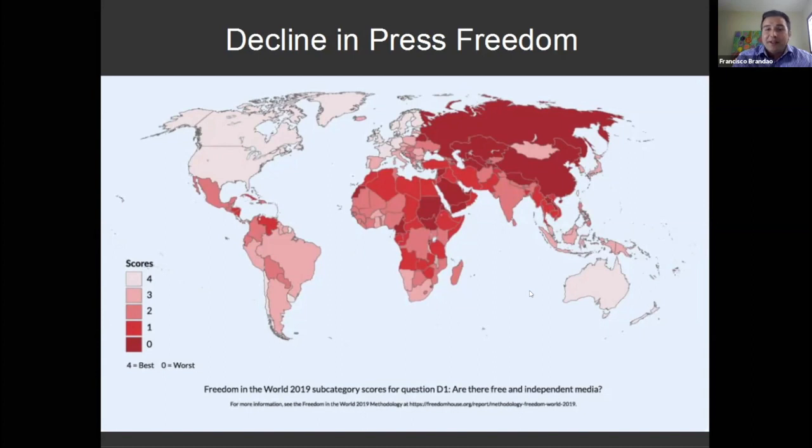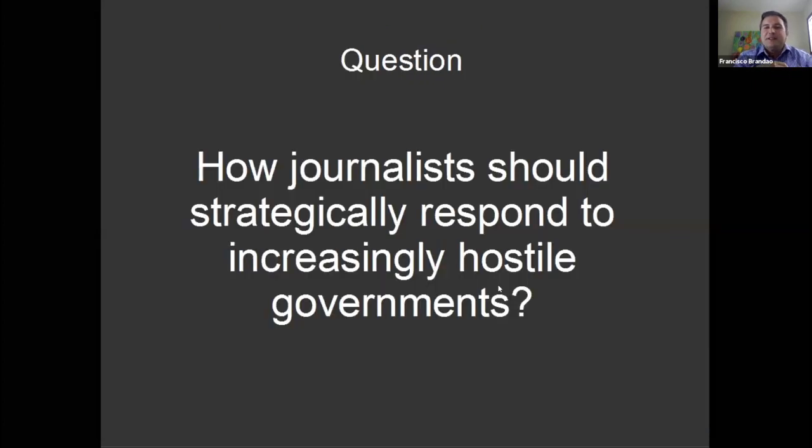So there are many factors explaining this trend. One of them is the rise of populist leaders. So we are very used to them in Latin America. But my question is not what's causing hostility against the media. My question is how journalists should strategically respond to increasingly hostile governments.